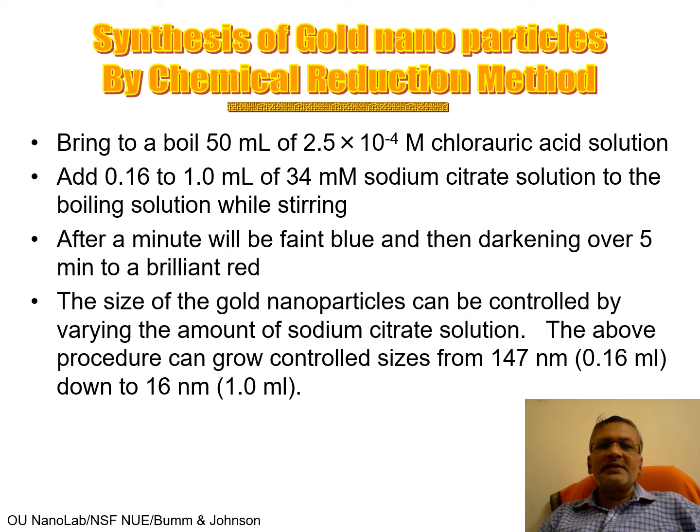What we should do: first step is to bring to boil 50 ml of 2.5 times 10 to the power of minus 4 molar chloroauric acid solution. Keep it on a magnetic hot plate with a stirrer. Then add 0.16 to 1 ml of 34 millimolar sodium citrate solution to the boiling solution while stirring. This sodium citrate is a best reducing as well as capping agent.